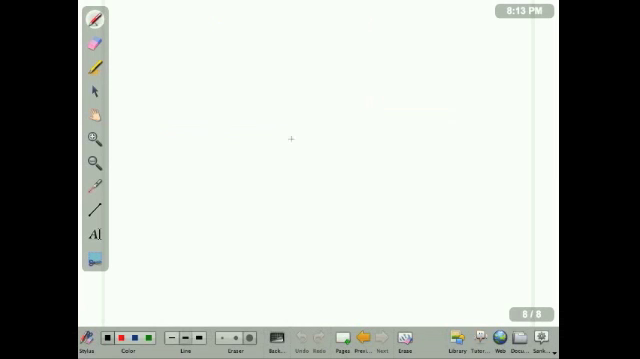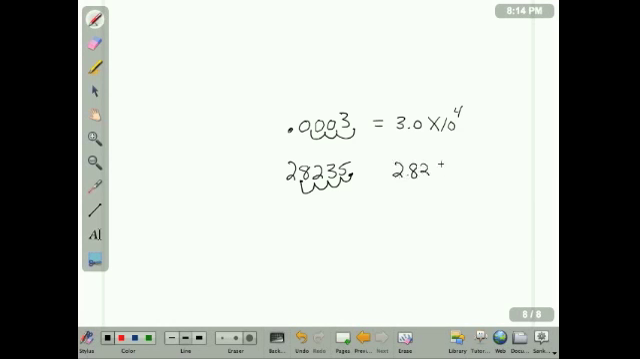So just remember that if I have a number that's less than 1 and I need to convert it to scientific notation, because it's less than 1, my powers are going to be negative. And in this case, I'm going to move it 1, 2, 3, 4 places. It becomes 3.0 times 10 to the 4th power. If I have a number that's greater than 1, 1, 2, 3, 4, my new number is 2.82 times 10 to the 4th power.